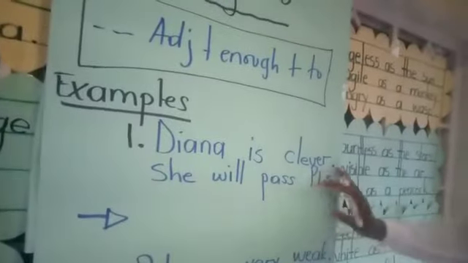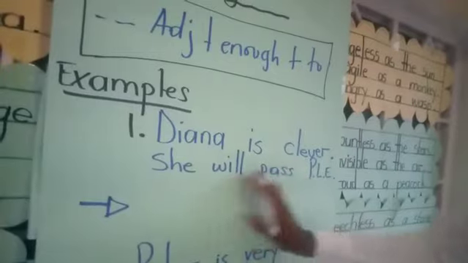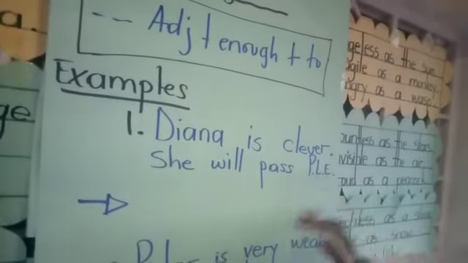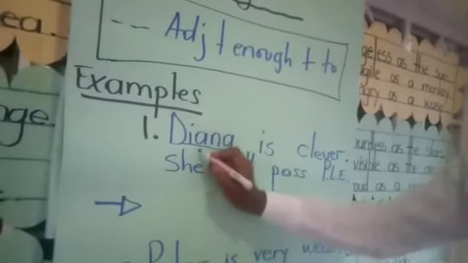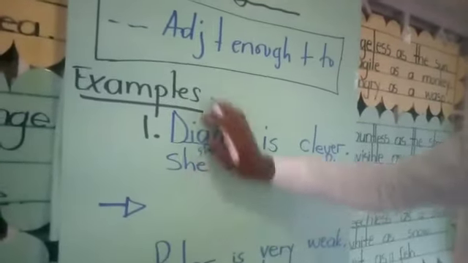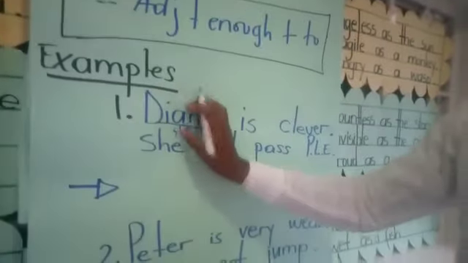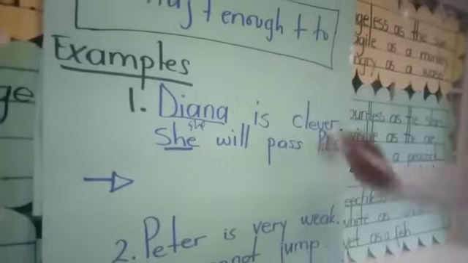Example, we can say Diana is clever. She will pass PLE, primary leaving examination. Diana is clever. She will pass PLE. It means Diana can be replaced by the personal pronoun she. Actually, you have the same subject. In the first clause you have Diana, in the second clause you have she. This she is replacing Diana. Then we are going to join the two clauses by using enough to.